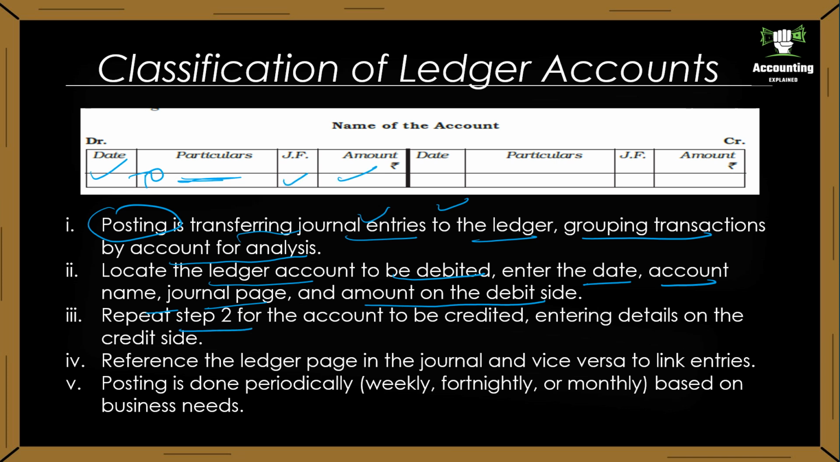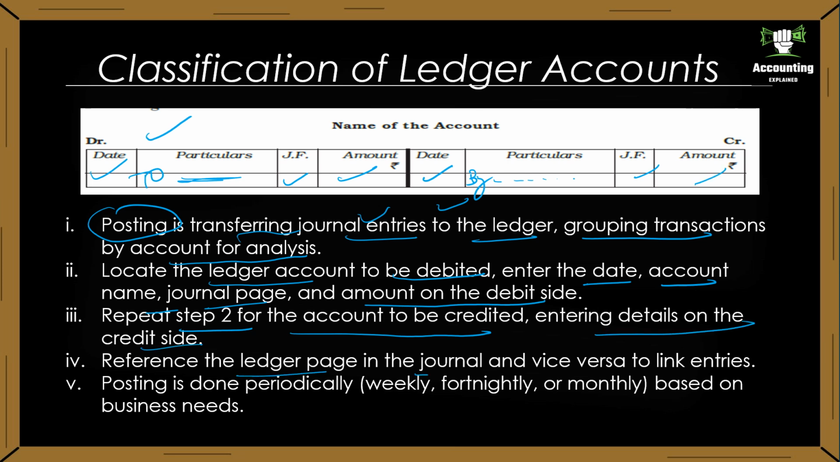Repeat step 2 for the account to be credited. So for the other account, it is a double entry system that we follow. One account we have debited, another account has to be credited. So we have to locate that account, and on the credit side we have to write the date, and the credit side will start with 'By', and we have to write whatever account name it is, and we have to write the journal folio number next, then the amount, entering the details on the credit side.